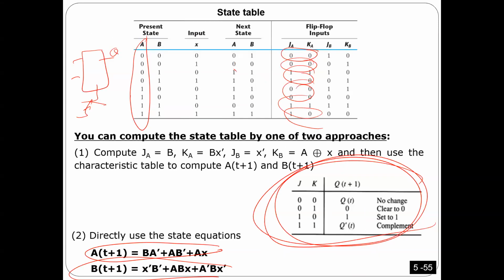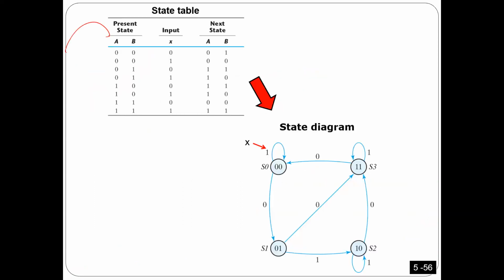Any questions? Okay. This way, I can create the state table. This is the state table here. Given the state table, can I calculate the state diagram? The answer is yes. The state diagram is exactly similar to what I explained before. Now we have two flip-flops. We have 4 states. We have a state 0,0, we have a state 1,1, we have a state 0,1 and 1,0.